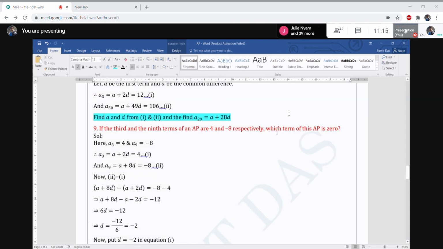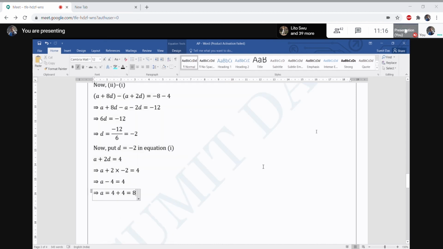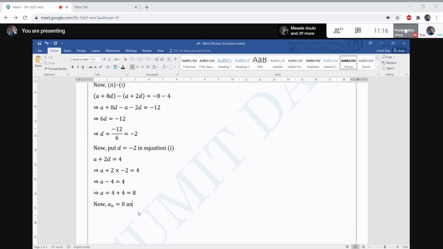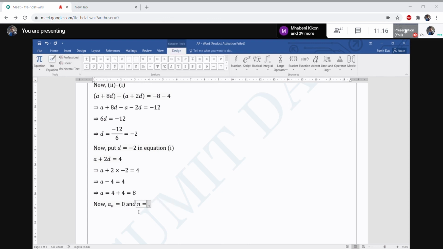Now we have to find which term of the AP is 0. That means we have to find where AN is 0. Which term of the AP is 0? That means the nth term AN we already have as 0, and we have to find N.